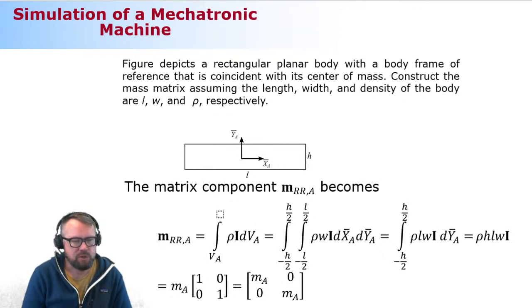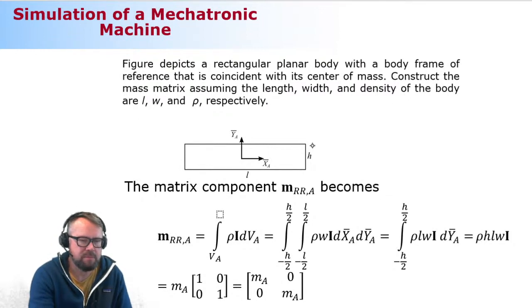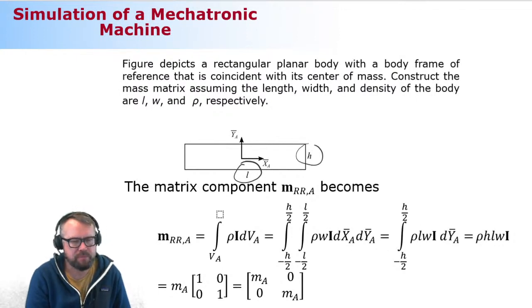All right. So here is my box-like body. The dimensions are such that the length is L and the height is H here. And I'm going to compute my mass matrix for this body.